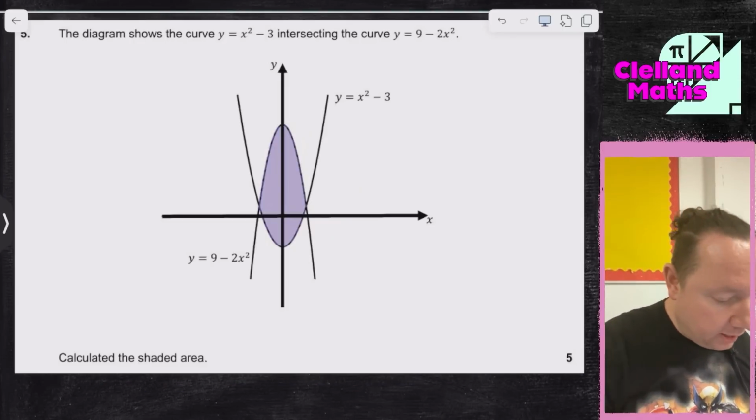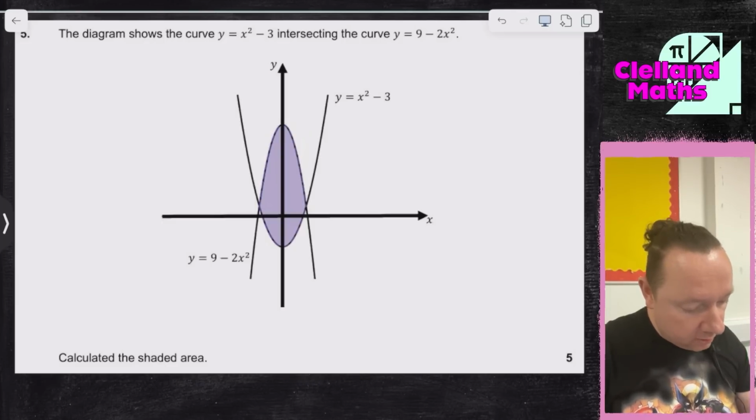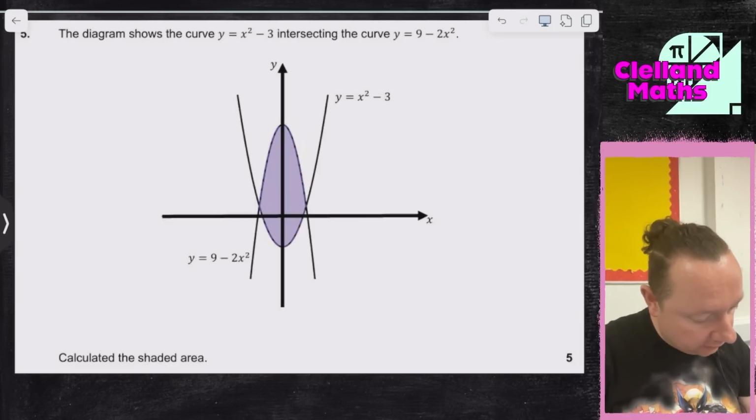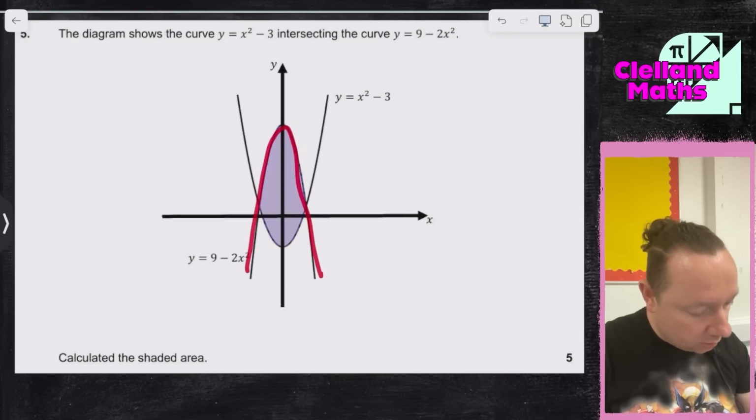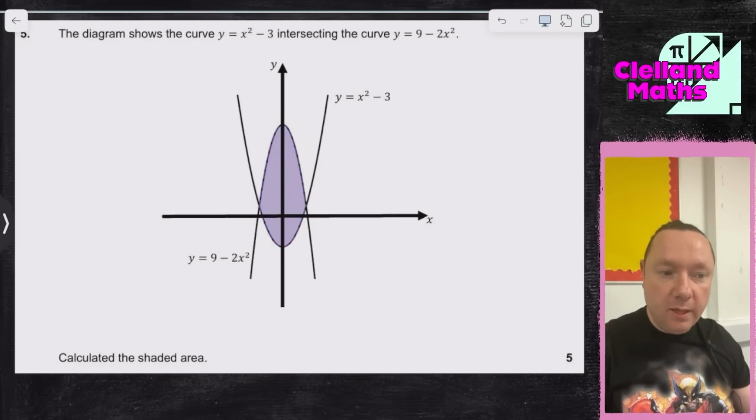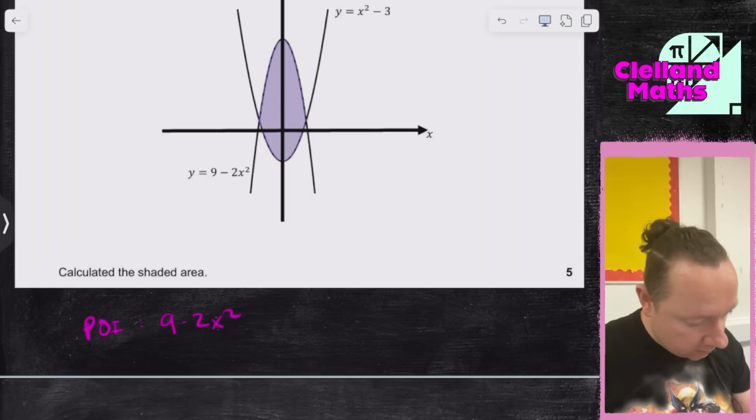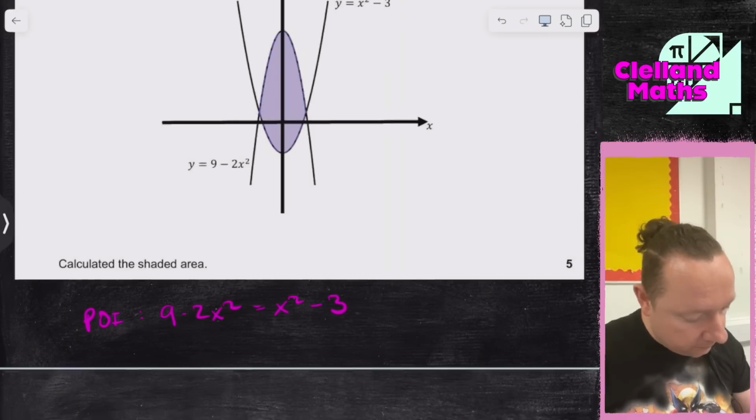The diagram shows the curve x squared minus 3 intersecting the curve 9 minus 2x squared. Calculate the shaded area. Okay, x squared minus 3 is the one which is on the bottom, and the one on the top is this one. So I do the top curve minus the bottom curve between these 2 points. So I need to find the point of intersection, okay? So points of intersection, I've got 9 minus 2x squared equals x squared minus 3.